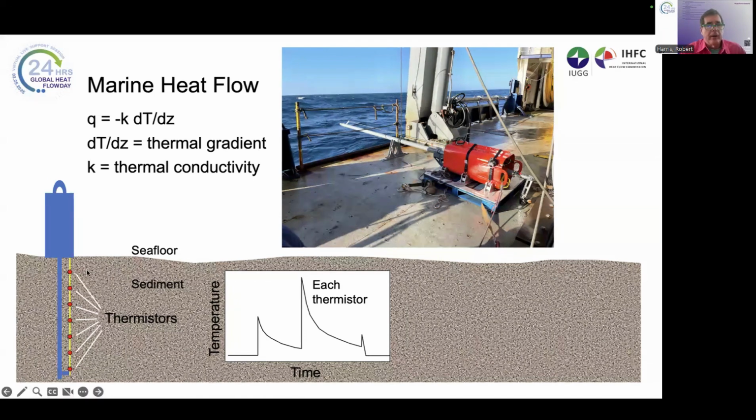And so now we know the temperature at each of these thermistors. We know the spacing between them. That gives the thermal gradient. After about 7 minutes for this system, a calibrated heat pulse is fired, and the way that decays gives the thermal conductivity. If it decays quickly, the thermal conductivity is high. If it decays slowly, the thermal conductivity is low. And so now we have the two pieces of information to make a heat flow determination. Okay, so in general, that's how the system works.